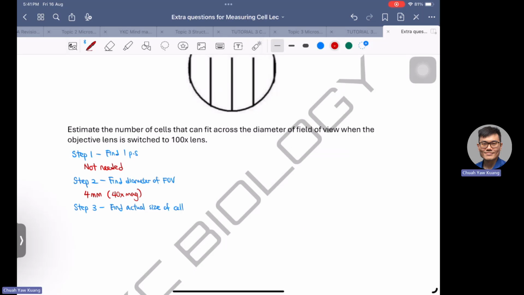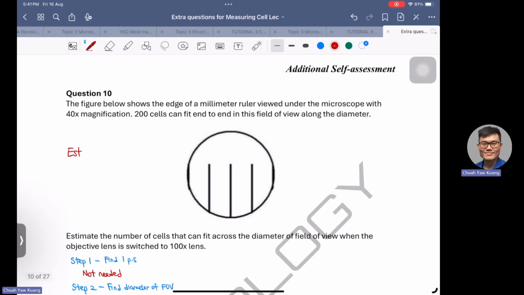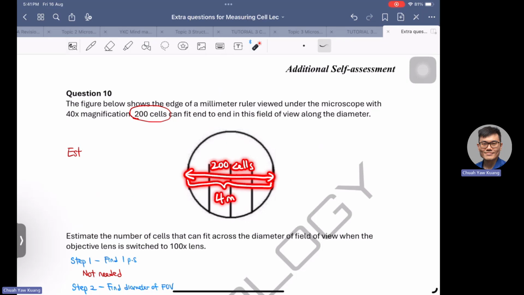So based on this, we can see here there are 200 cells that can fit end to end in this FOV along the diameter. Meaning that across the diameter here, you can fit in 200 cells. Okay, and we know that the diameter at this 40 times magnification is actually 4 mm. So meaning that these 200 cells equal the length of 4 mm.